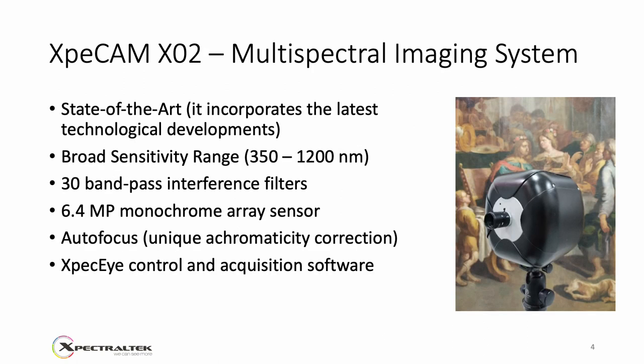XpeCAM XO2 is a state-of-the-art multispectral camera with a wide spectral sensitivity range, starting at 350 nanometers and reaching up to 1200 nanometers. Within this range, there are 30 bandpass interference filters, of which 6 in the ultraviolet, 14 in the visible, and 10 in the near-infrared range.